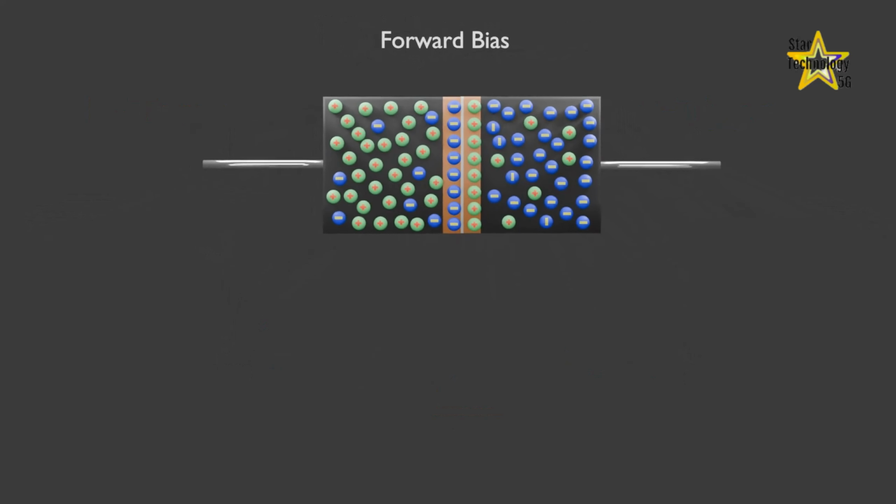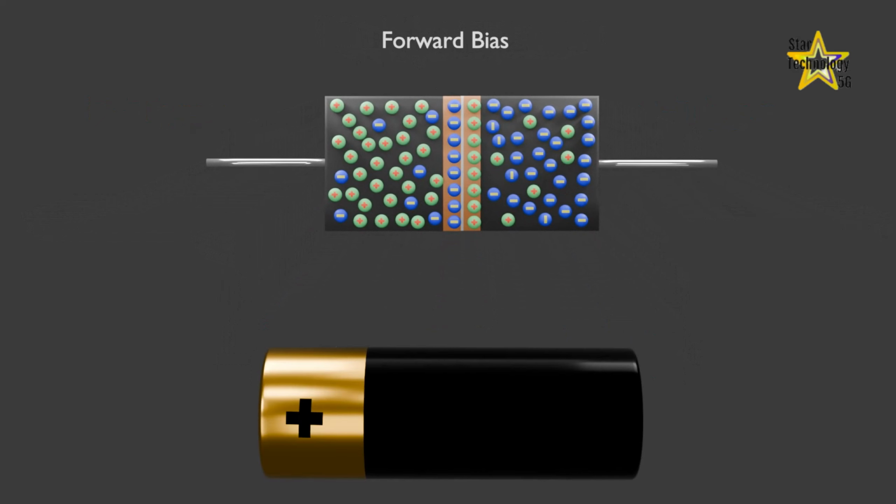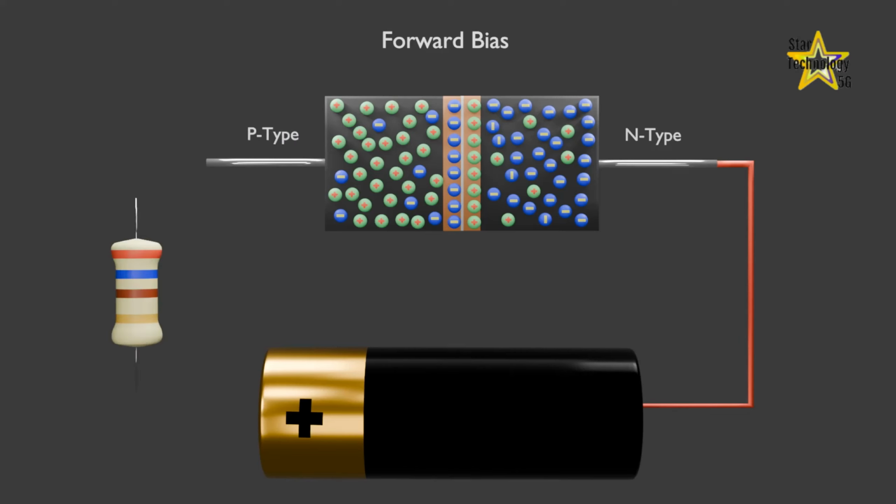Forward bias. When the n-type semiconductor material is connected to the negative terminal of a battery and the p-type semiconductor material is connected to the positive terminal of the battery using the resistor. The resistor is used to limit the forward current to a value that will not damage the diode. This condition is called forward bias.